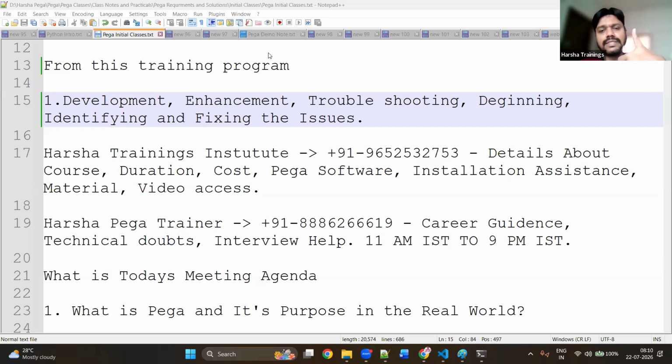Thumb symbol means I am good. Suppose if you raise your hand like this, I have a doubt. Hand raising is like doubt. Thumb is good. And you can unmute and say I am good, or you can unmute and say, I have a doubt, Harsha, I want to ask that. Like that. So far, are you clear? I think you're clear so far.